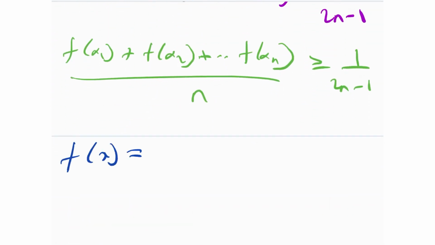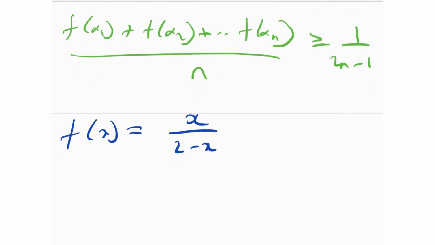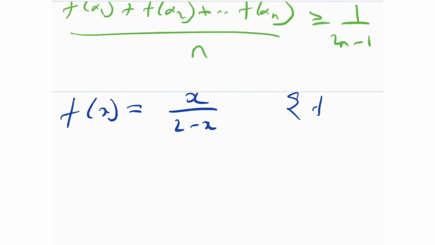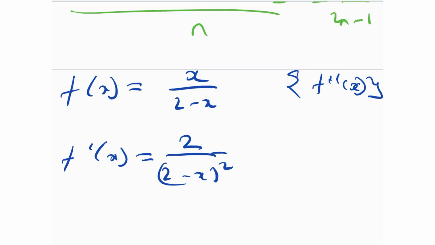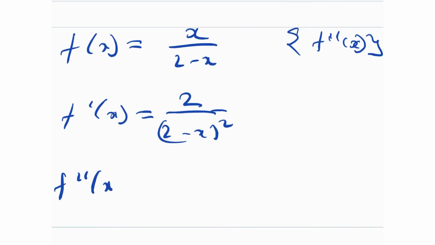So f of x is x divided by 2 minus x. Now, just to remind you, we need to check the sign of the double derivative: whether it is greater than 0, less than 0, or equal to 0. I'll spare you some work. You can easily calculate this by the quotient rule. So I believe f prime x becomes 2 divided by 2 minus x whole squared, and f double prime x becomes 4 divided by 2 minus x whole cubed. So we have this cube over here.